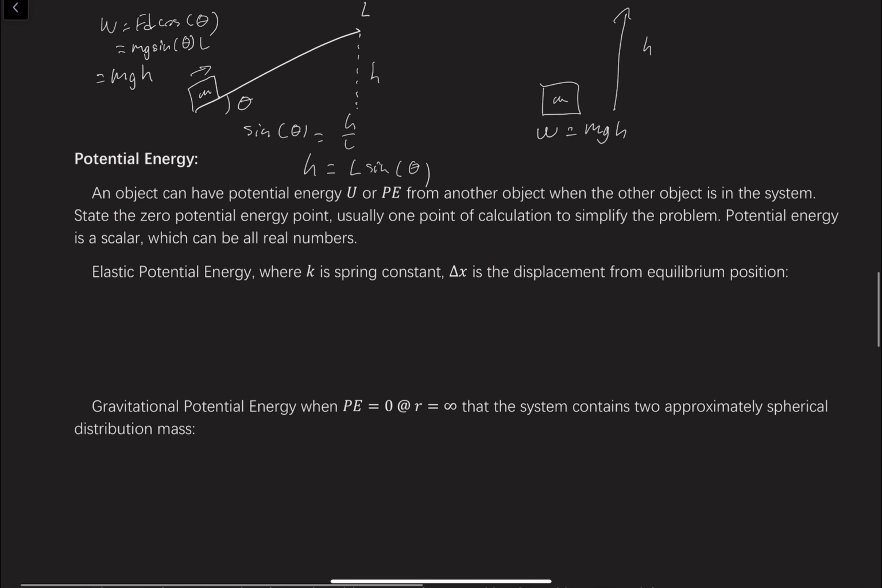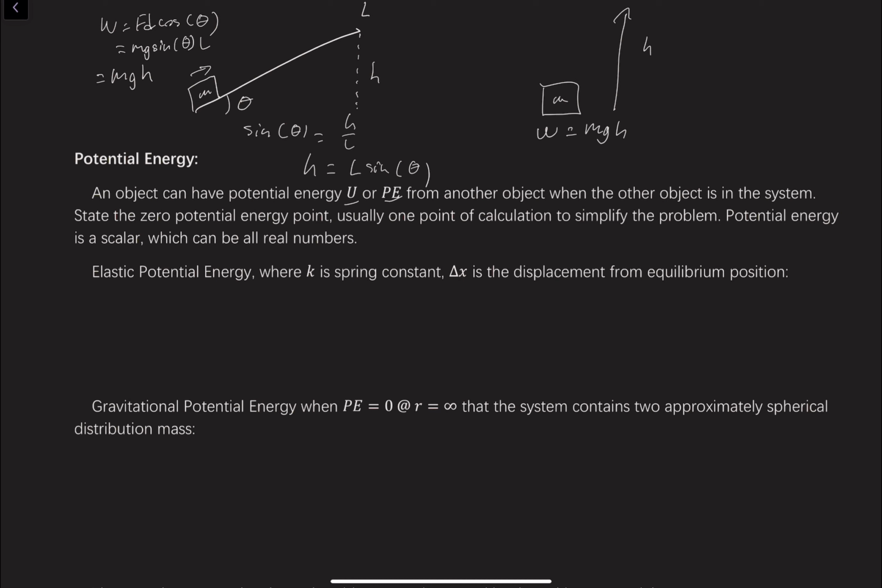Next one is on potential energy. An object can have potential energy, usually written as U or PE, with another object only when the two objects are in the same system. If an object is in a different system, it cannot have potential energy. When stating the 0 point of potential energy, which you can change, you usually use one of the points as 0 for simplifying the problem. For calculation, you know that potential energy is a scalar which can be any real number.